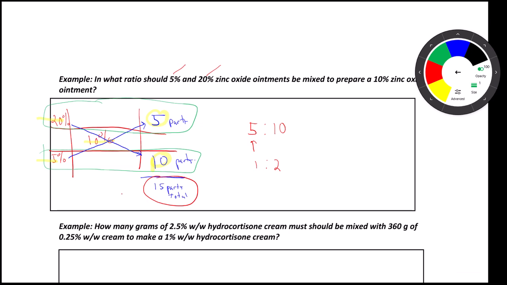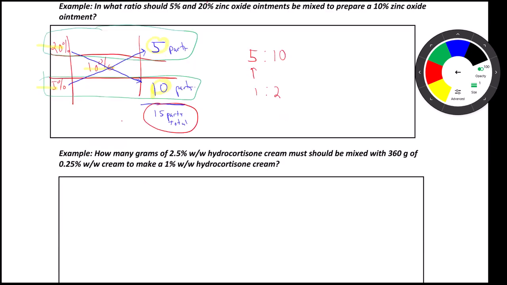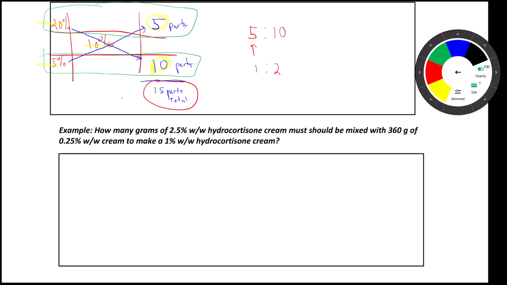This question says how many grams of a 2.5% weight hydrocortisone cream must be mixed with 360 grams of a 0.25% cream to make a 1% hydrocortisone cream. Ooh, wow. That's a tough one, sounds like, right? So let's break this down. I'm going to use some visuals to help me with this one.